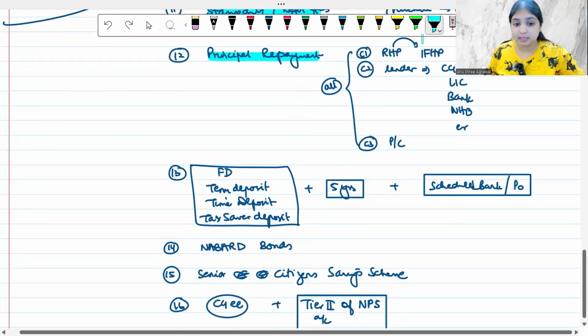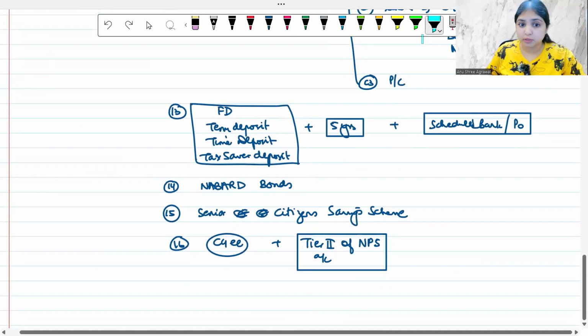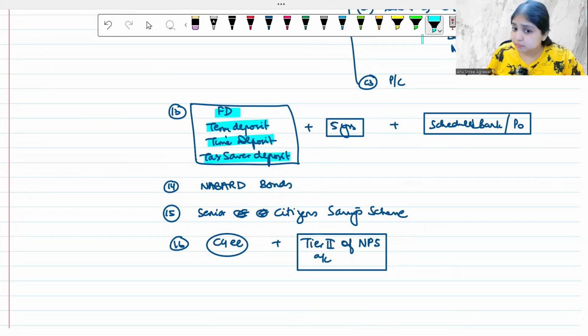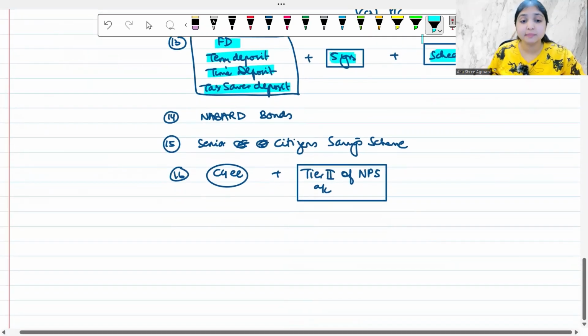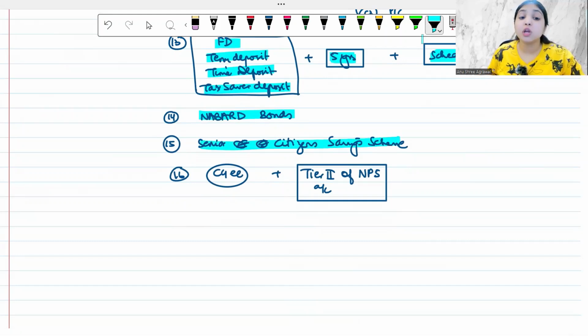Principal repayment, 3 conditions. Then finally, we spoke about any FD, term deposit, time deposit or tax saver deposit. They are all the same. If it is made for at least 5 years in a scheduled bank or in a post office, even this will be eligible for 80C. Then if the assessee subscribes to NABARD bonds or makes a contribution to the Senior Citizen Savings Scheme account, or if the assessee happens to be a central government employee and is making a contribution to Tier 2 of NPS account, this will also come under 80C.